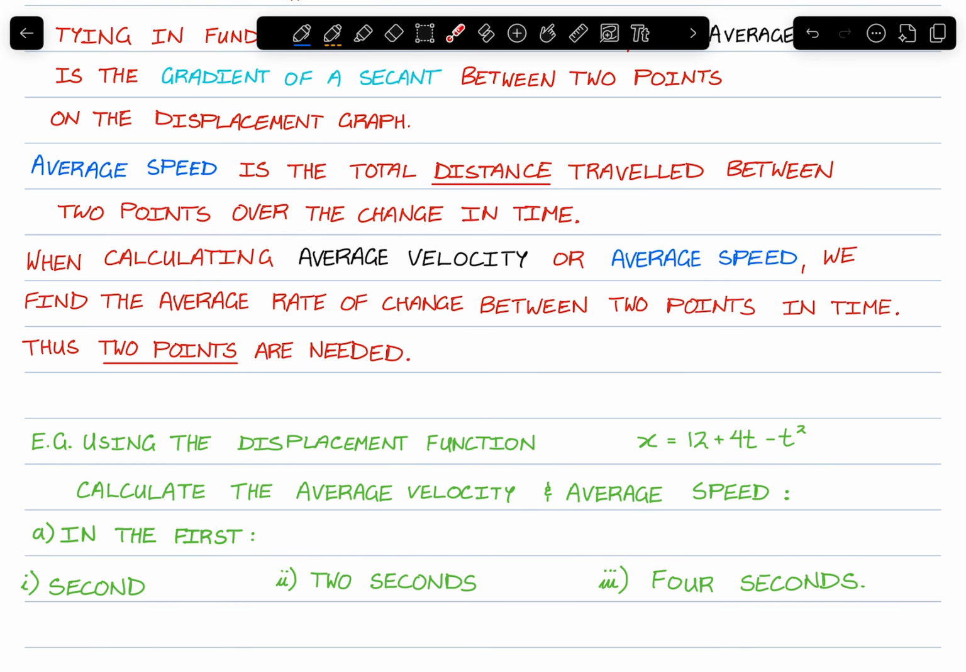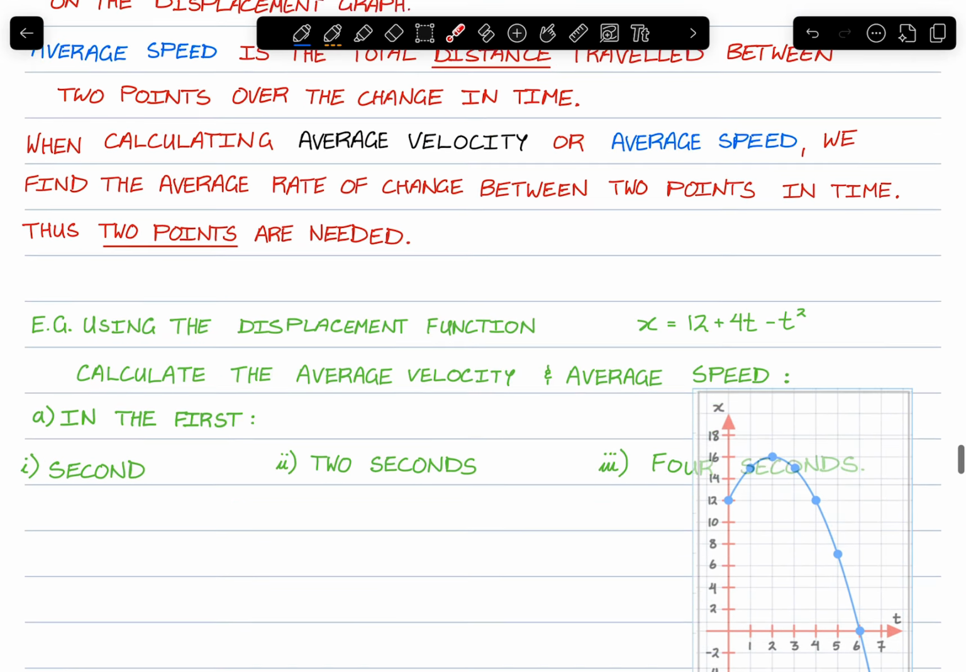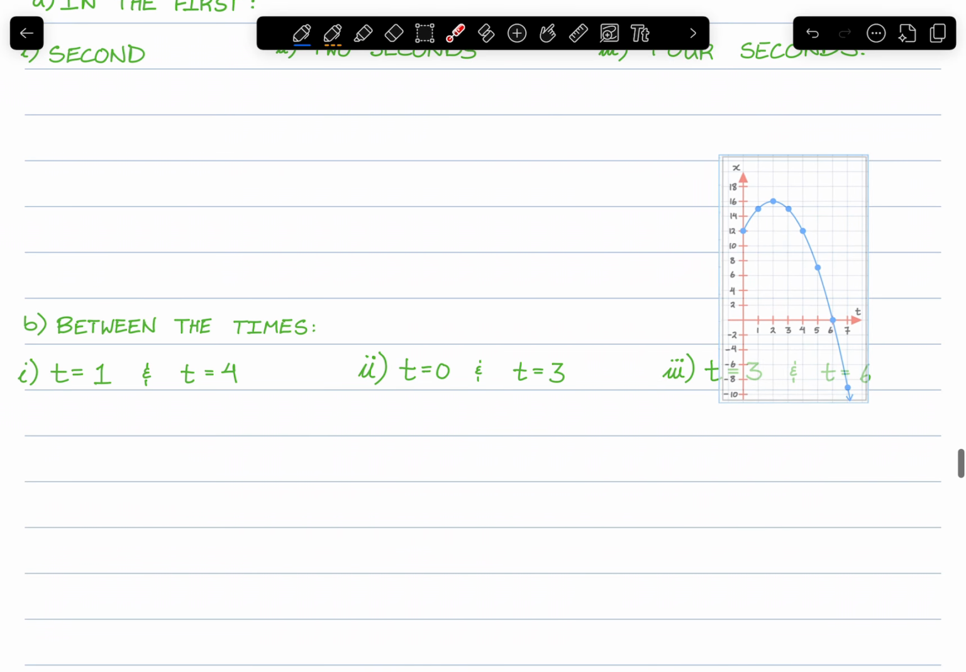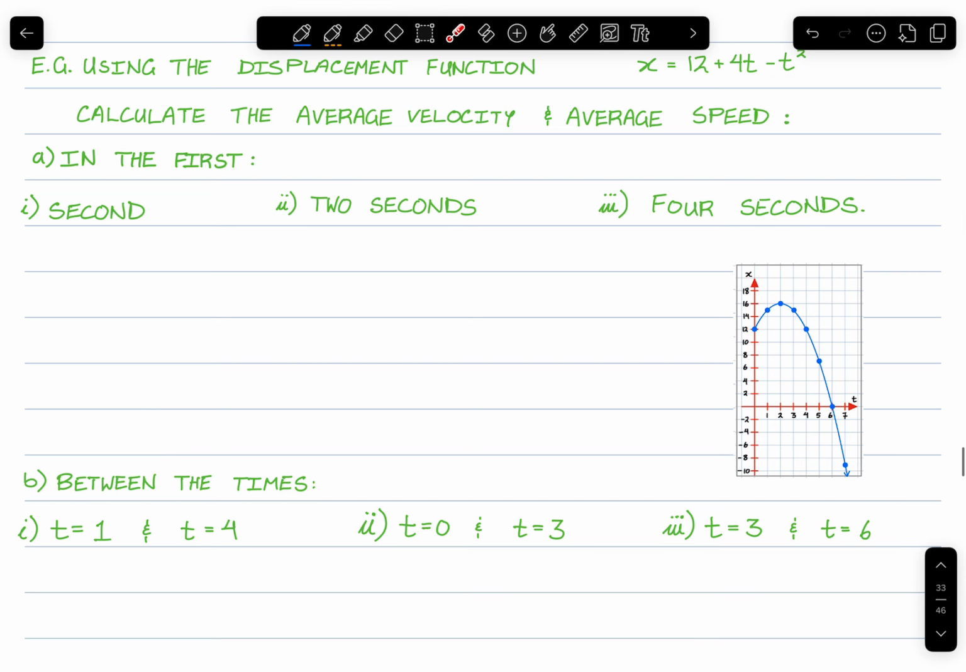Now, as you can see, it's referencing the change in time. So when we do average velocity or average speed, we are actually finding the average rate between 2 points. And so obviously 2 points are needed. Let's take a look at how we will tackle this to get our heads around what's going on here. Let's grab our graph, and here we go.